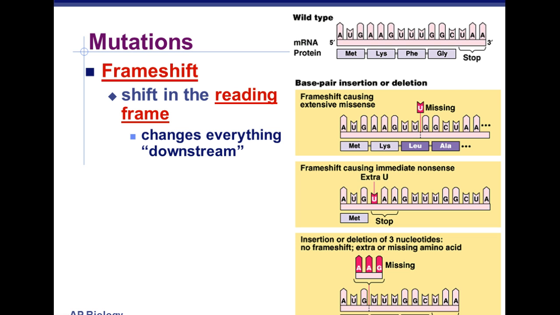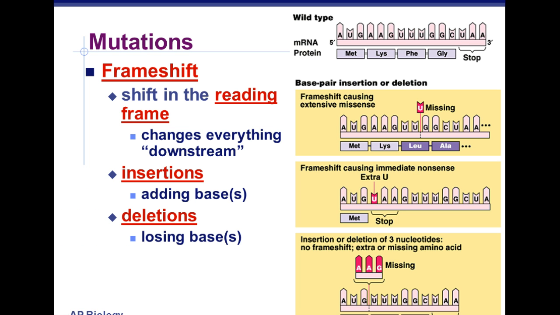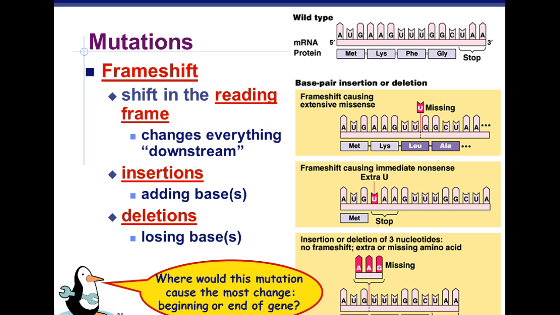This can result in insertions where bases are actually added or deletions where bases are actually lost in this process. Question: where would this mutation cause the most damage? At the beginning or at the end of the gene? Now, if you said at the beginning, you'd be correct. Disrupting the code and sequencing at the beginning of the processing of a protein has a much greater chance of altering its function. So get that in your notes.